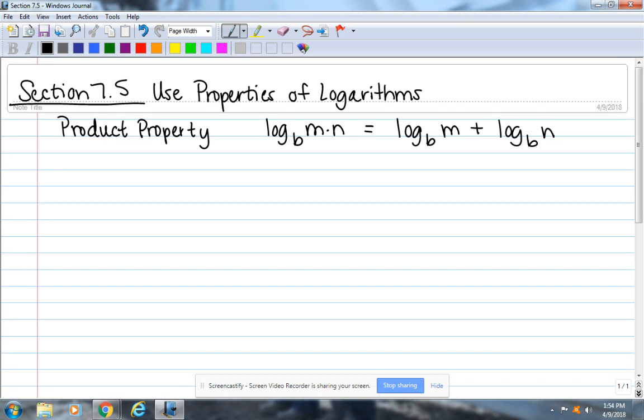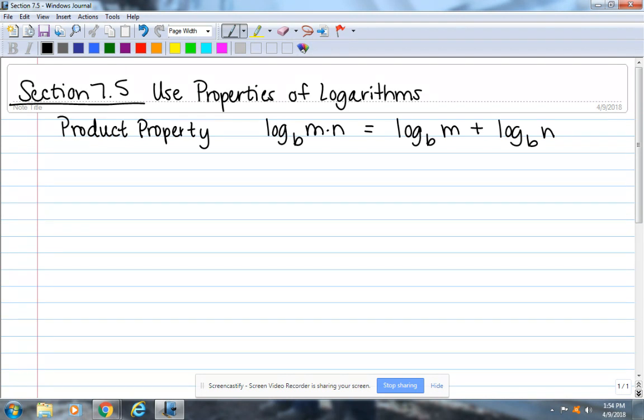So logarithms, remember, have a lot to do with exponents. Same thing when we multiply two things with the same base together, we add the exponents. So for logarithms, if they have the same base and they're multiplied, that means we add the logarithms.